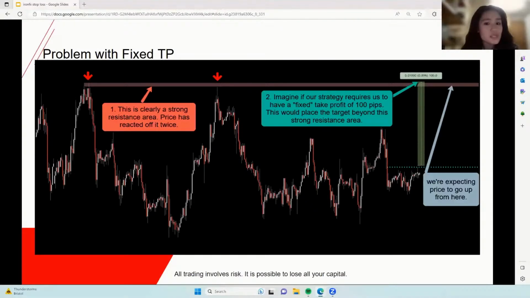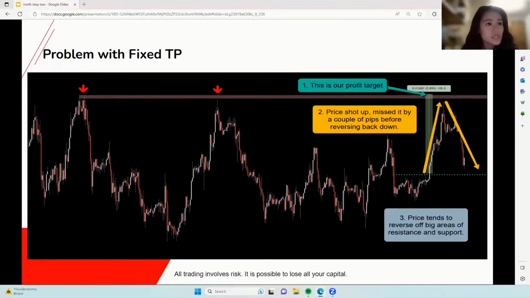Okay, so let's see how this plays out. And you can see that price shot up, but it missed it by a couple of pips before reversing back down. The reason for this is because price tends to reverse off of big areas of resistance and support, so it might not reach where you place your take profit.